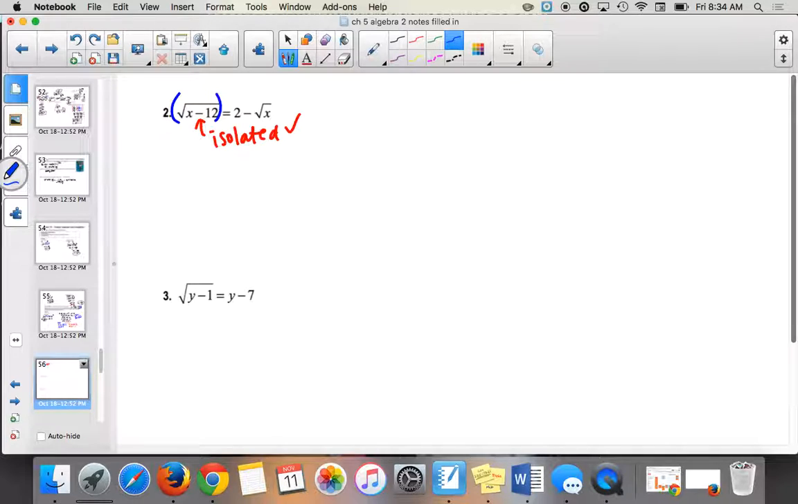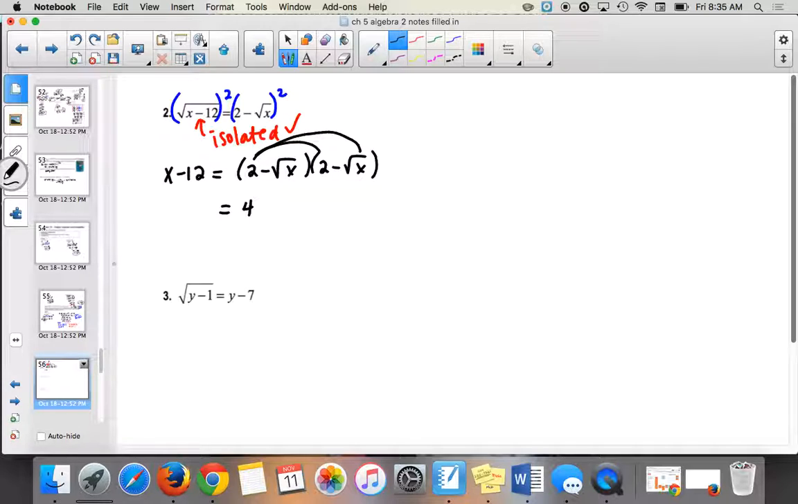So we're going to square both sides. The left side becomes just x minus 12, but the right side is going to be 2 minus the square root of x times itself. So we have to FOIL because we had a plus or minus in between, a binomial. When I FOIL, first I have 2 times 2 is 4. 2 times negative root x is negative 2 root x. Negative root x times 2 is negative 2 root x. And negative root x times negative root x is positive x.